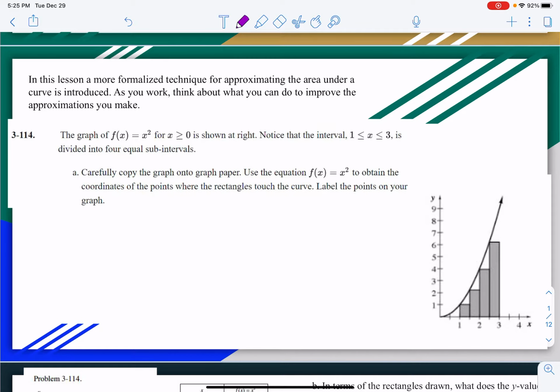So in the last lesson, we looked at drawing different shapes under a curve to approximate area. Today we're going to look at a little more formalized technique for doing that. So we're going to start by graphing x squared. And we're going to look at the area under that curve for the interval between 1 and 3. And we're going to divide that interval into 4 equal subintervals, or essentially draw 4 rectangles under that curve.